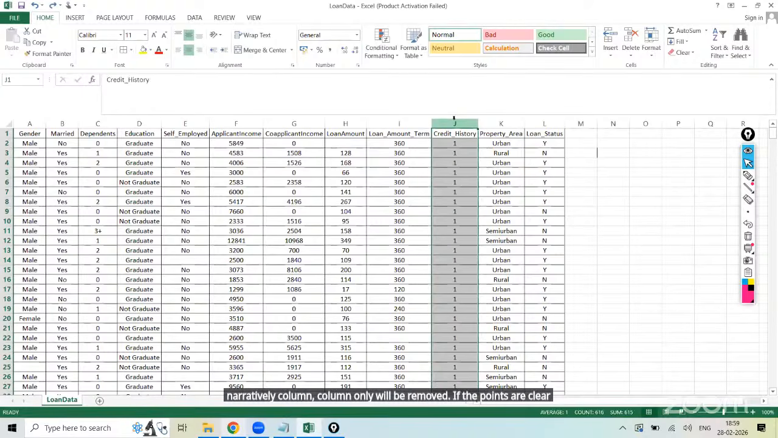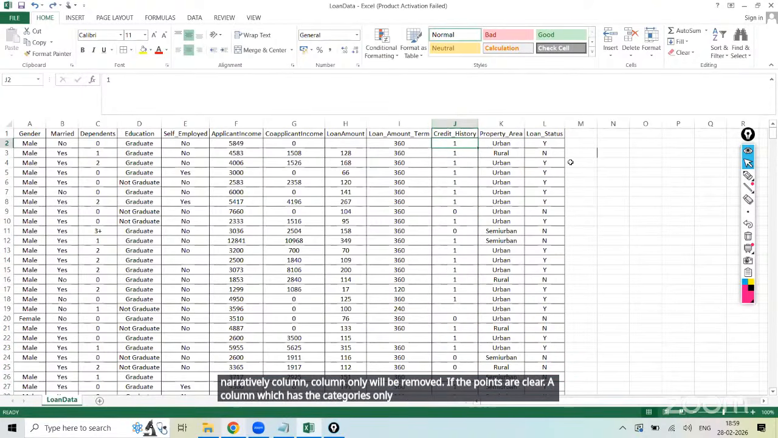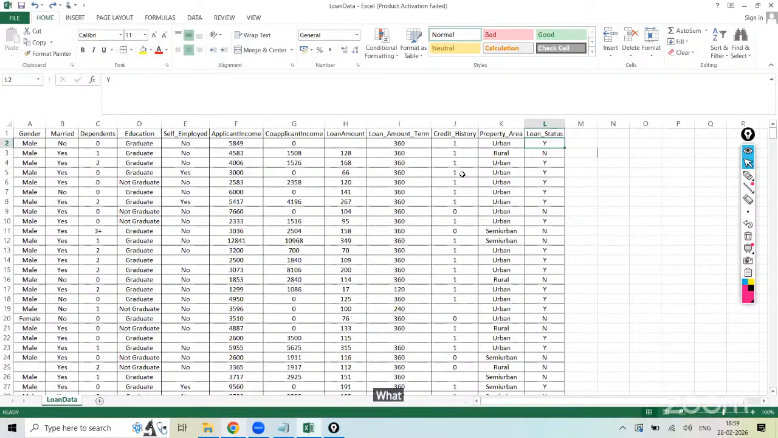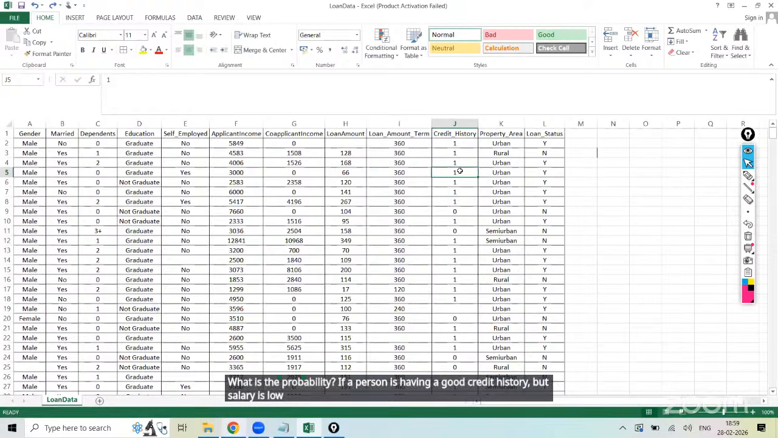We are going to keep the columns that have categories. Now we observe within the yes. For example, here yes and no are there. Within the yes, how many people have a good credit history? Within the no, how many people have a good credit history? We will observe the probability. If a person has a good credit history but low salary, is he eligible for the loan? A person with good credit history and high salary, eligible for the loan? A person with bad credit history but high salary, is he eligible for the loan? Like this, we are going to identify different patterns.